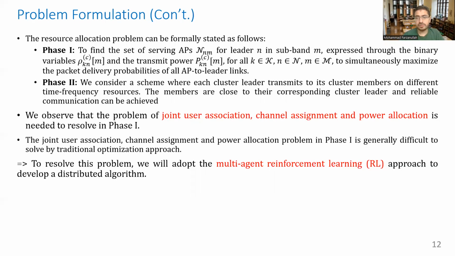So for our resource allocation problem in phase 1, we need to find for each cluster leader the set of serving access points, the subband, and the power level in order to maximize the packet delivery probability. And to achieve this, we use the multi-agent reinforcement learning approach. While for phase 2, we consider a scheme where each cluster leader transmits to its cluster members on different time frequency resources.